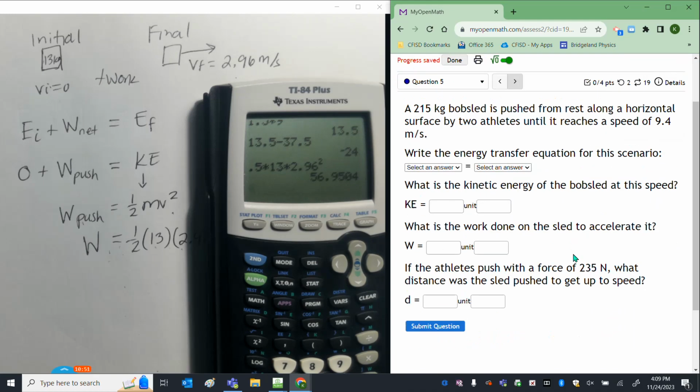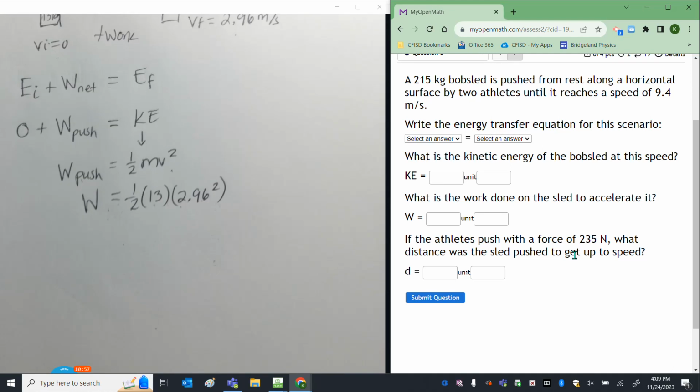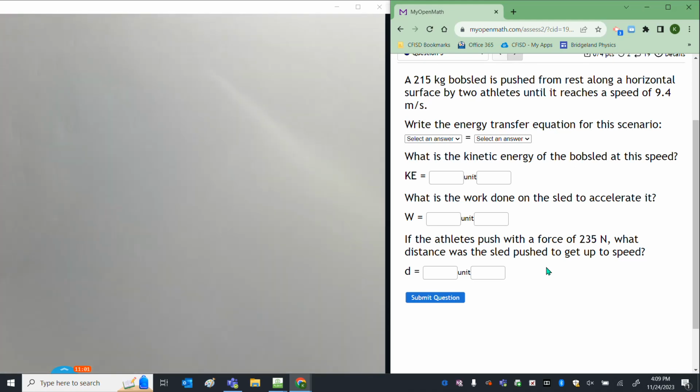This is question number 5. It says, a 215 kilogram bobsled is pushed from rest along a horizontal surface by 2 athletes until it reaches a speed of 9.4 meters per second. Write the energy transfer equation for this scenario.